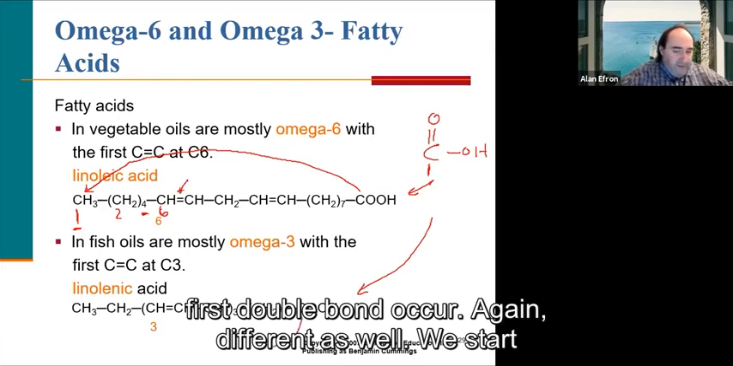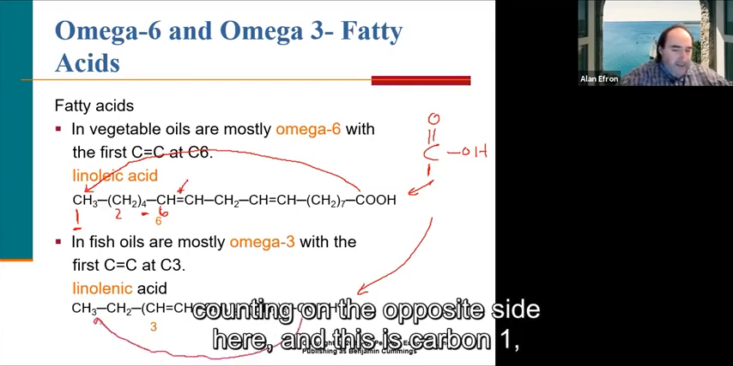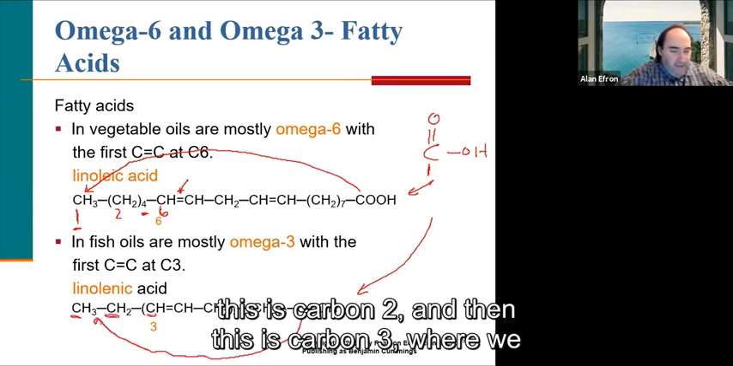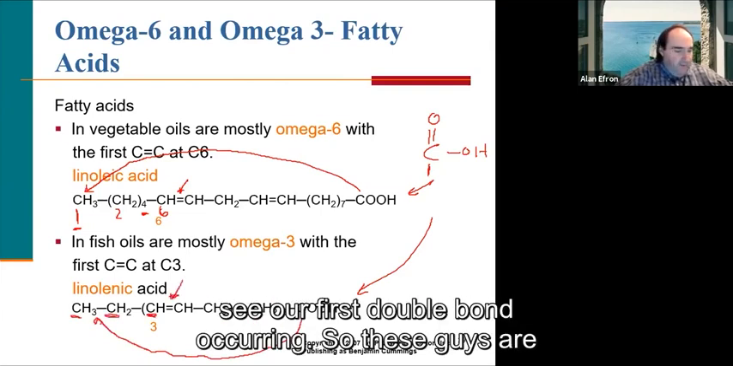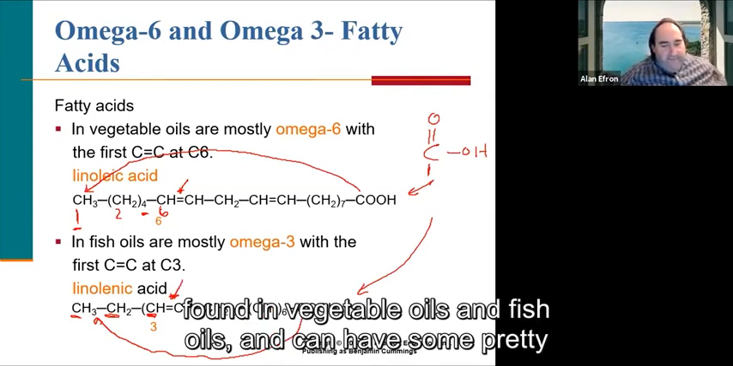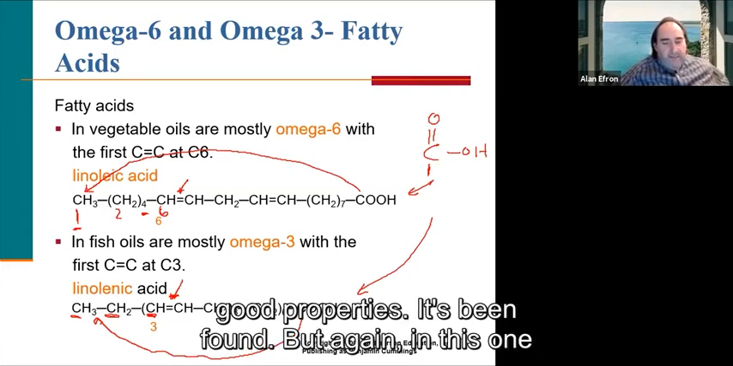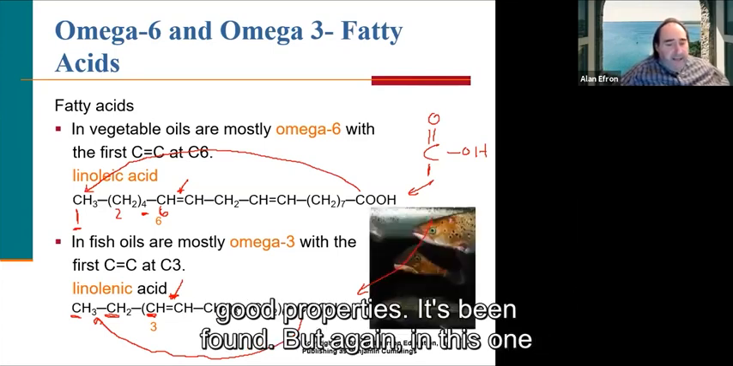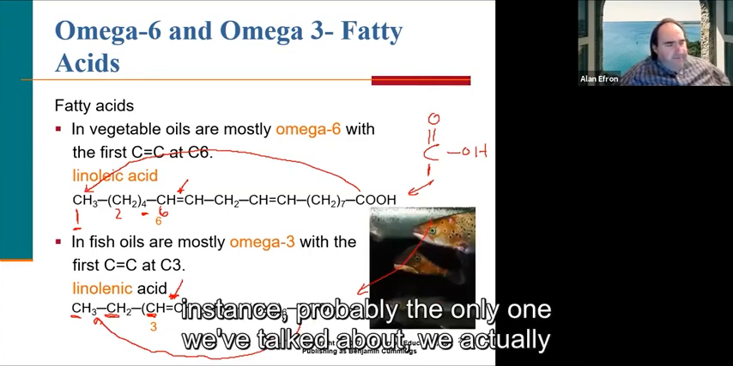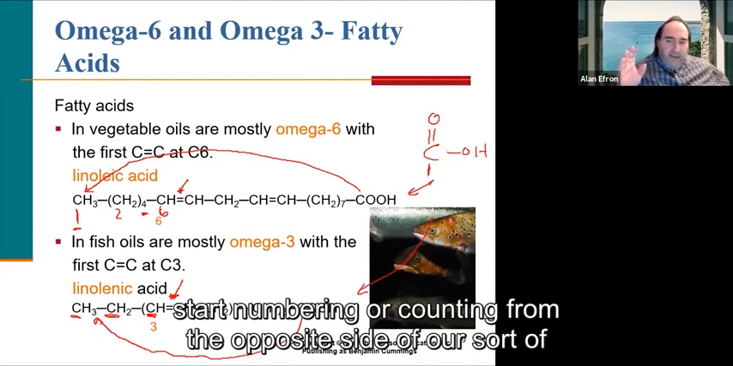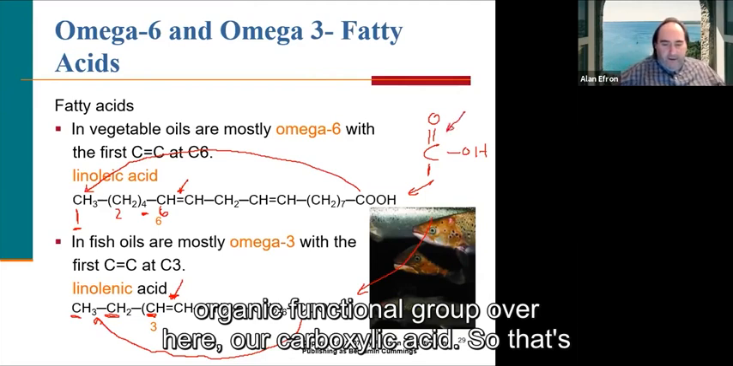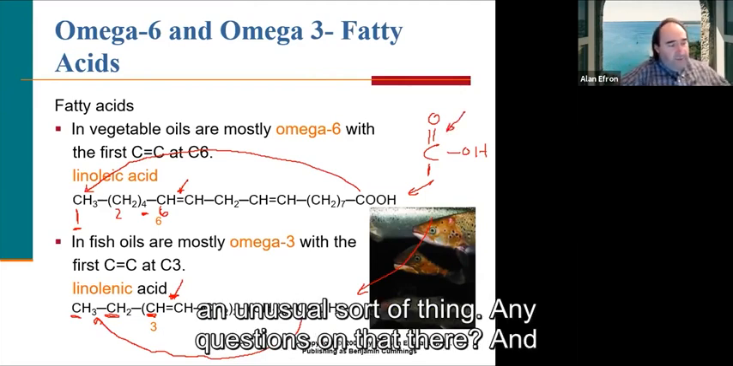Again, different as well. We start counting on the opposite side here, and this is carbon 1, this is carbon 2, and then this is carbon 3, where we see our first double bond occurring. So these are found in vegetable oils and fish oils and can have some pretty good properties. But again, in this one instance, probably the only one we've talked about, we actually start numbering or counting from the opposite side of our organic functional group over here, our carboxylic acid. So that's an unusual thing. Any questions on that?